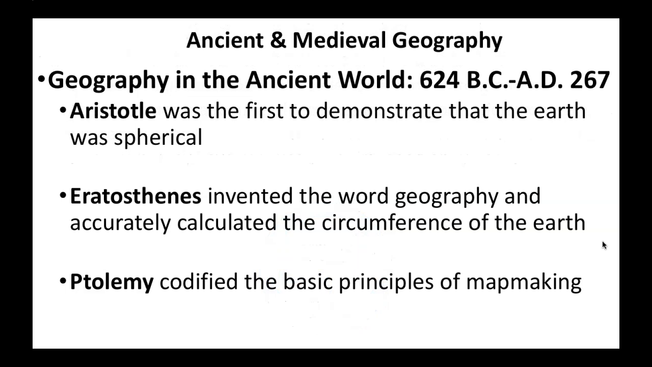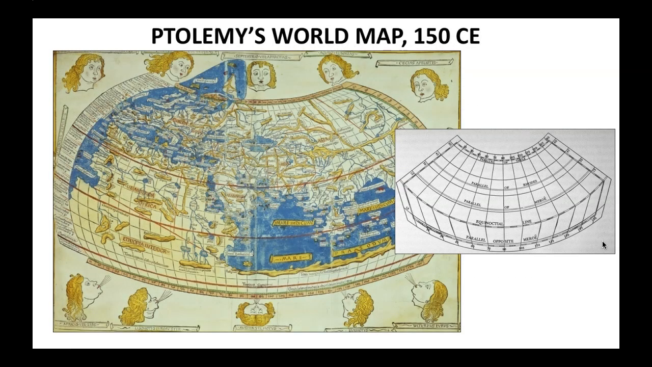Later on, other figures in the Greek world like Aristotle, Eratosthenes, and Ptolemy are going to make additions and expansions to our knowledge of geography. But Claudius Ptolemy of the Roman period created this map of the world in the year 150 of the Common Era. So we are now within the Common Era.